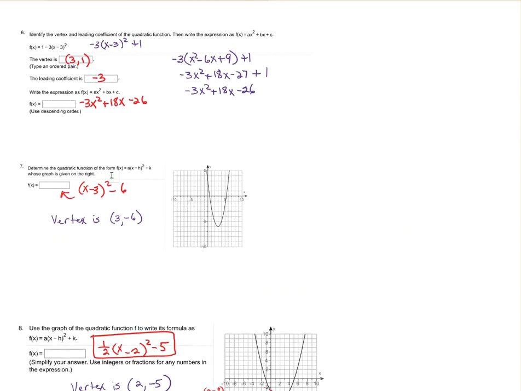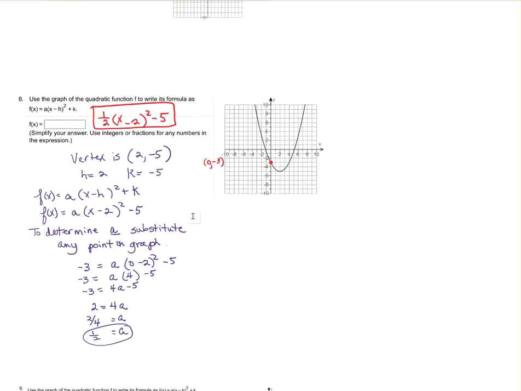Determine the quadratic function of the form here. Well, let's find the vertex. The vertex is at 3, -6. So we have x minus 3 squared minus 6. That's putting the vertex back into that form.